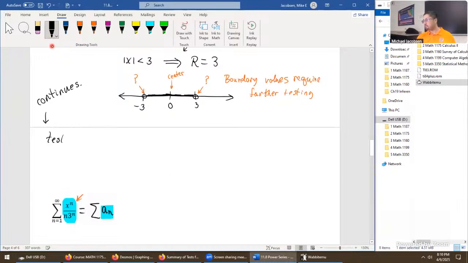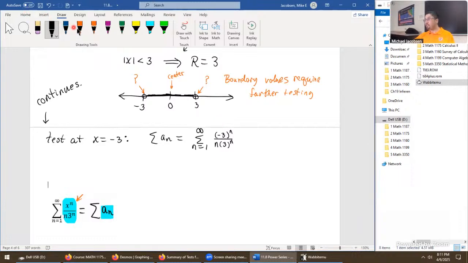Test at x equals -3. Let's just start there. At -3, the thing that we named as summation a_n now is written as summation n goes from 1 to infinity. We're doing a literal substitution, plugging in -3 for x. So this is now (-3) to the power of n divided by n times 3 to the power of n. This is an odd looking series, but it actually simplifies a whole bunch.